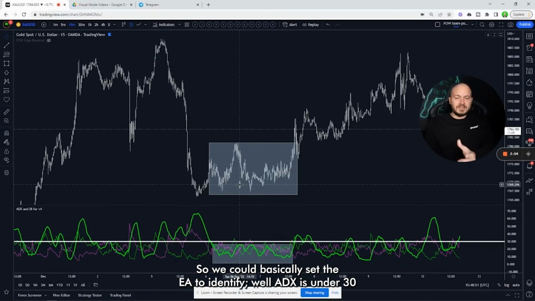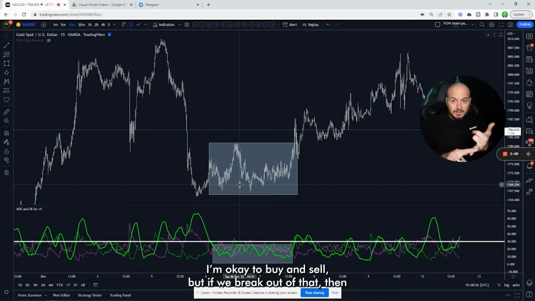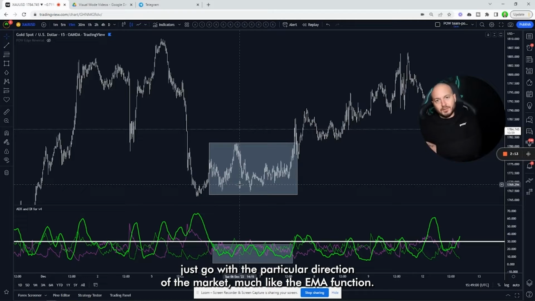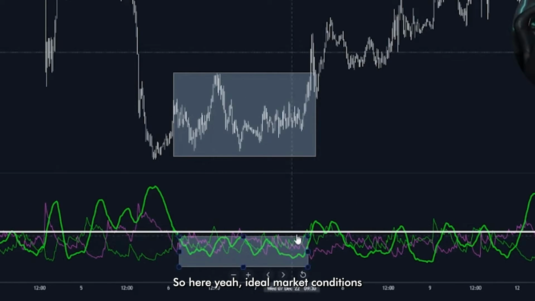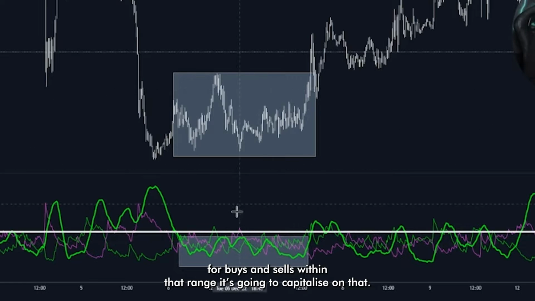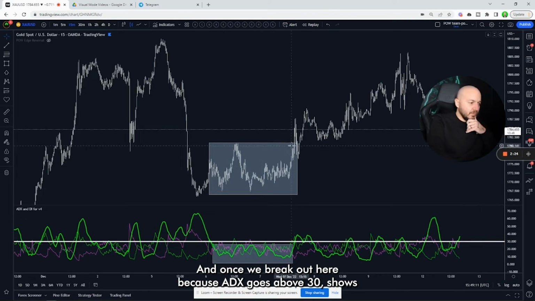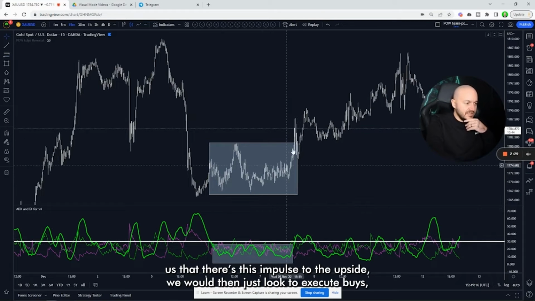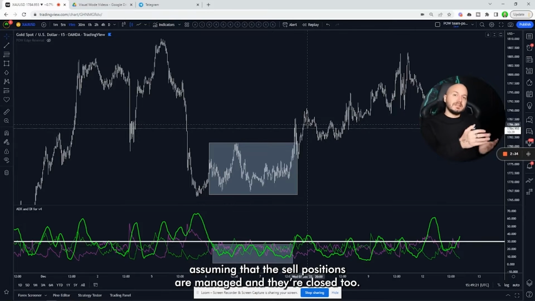So we could set the EA to identify, well, ADX is under 30, I'm okay to buy and sell. But if we break out of that, then just go with the particular direction of the market, much like the EMA function. So here, ideal market conditions for buys and sells within that range. It's going to capitalize on that. And once we break out here, because ADX goes above 30, it shows us there's this impulse to the upside. We would then just look to execute buys, assuming that the sell positions are managed and they're closed too.